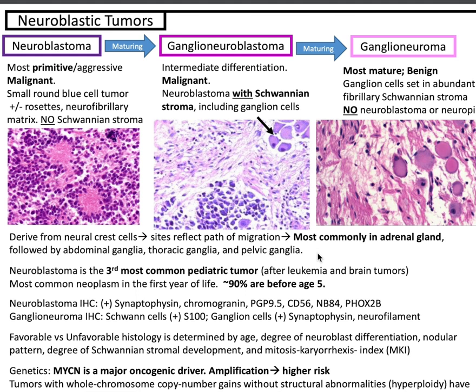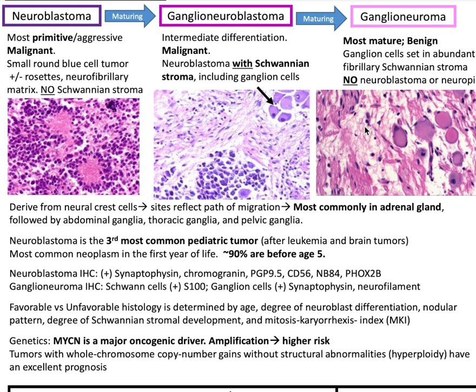Ganglioneuroblastoma is an intermediate differentiation. It is malignant, and you'll have neuroblastoma with Schwannian stroma, and it includes ganglion cells, as you can see here with this Schwannian stroma. Ganglioneuroma, this is the most mature, it's benign. You'll have ganglion cells set in abundant fibrillary Schwannian stroma, and there will be no neuroblastoma nor neuropil.